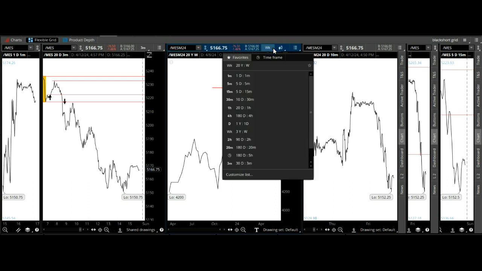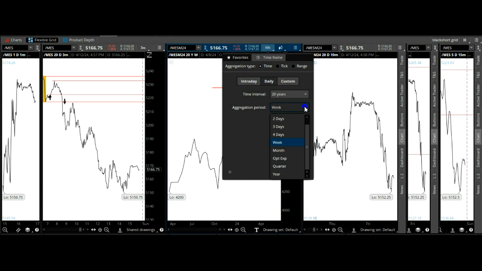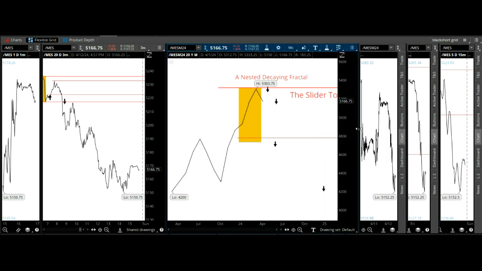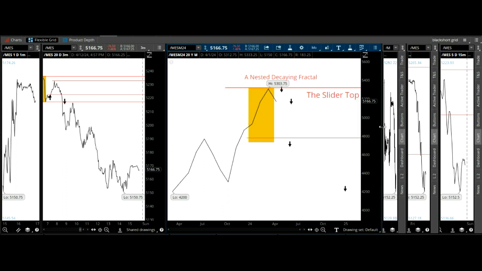Now, what we're going to do, we'll look at the monthly. And what do we have here? Look at that. Now that's the fractal from the weekly time frame. But we're looking at the monthly. What do we have on the monthly? Let me get rid of all of this here. Can you tell me what we have here on a monthly?